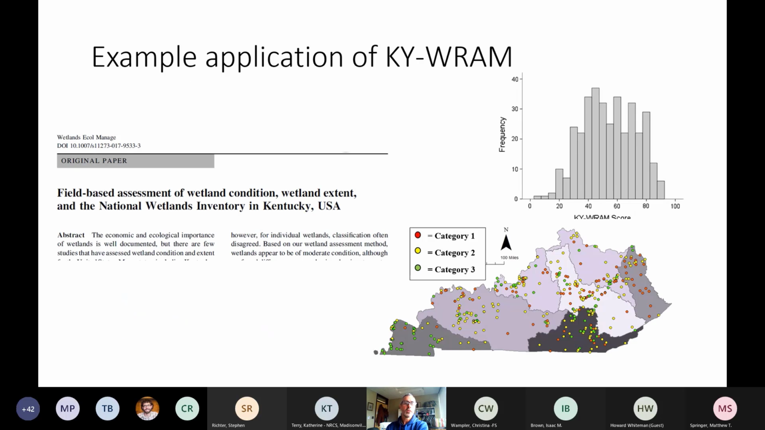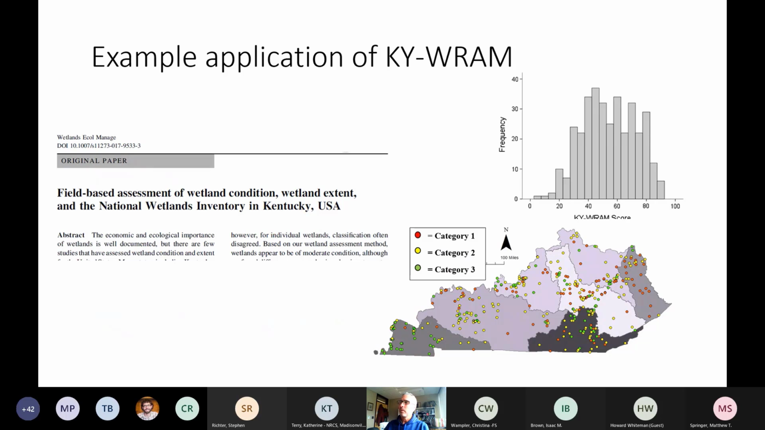Just as an example of how this method is used, we did a study statewide a few years ago and showed that there's a gradient of quality or condition of wetlands across the state, where wetlands in the western part of the state tend to be higher quality and higher condition. So category 3, that's the highest condition in the Kentucky RAM.